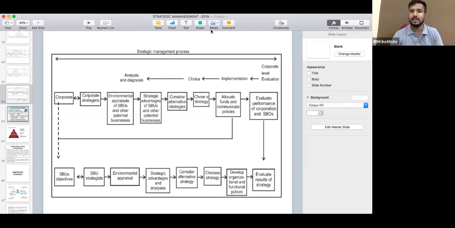Company will actually start commercialization of their operation. Once it is done, definitely the company will start evaluating the result of the strategy. Result means whether the particular decision which the company took out of the alternatives is right or not.